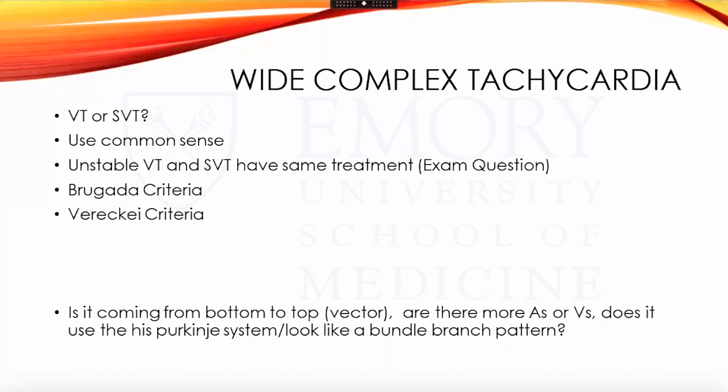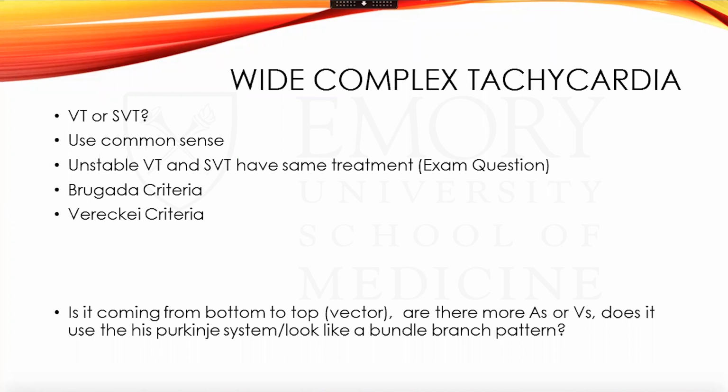The other thing I think that's important is that unstable VT and SVT have the same treatment. So, printing a 12 lead off is a great idea for later analysis, but ultimately the treatment for both of those is cardioversion. So I think that's also a useful thing to remember as you're thinking about boards where an unstable picture is painted and you're wondering between amio or adenosine or this or the other. Well, if it's unstable, cardioversion is the right answer there.